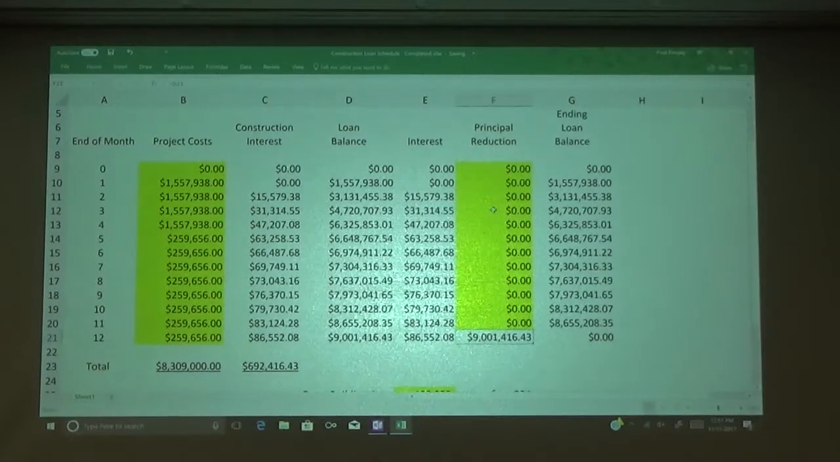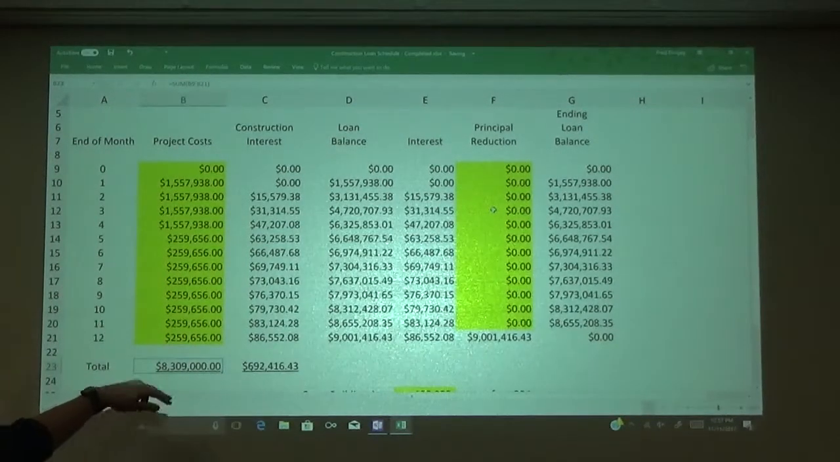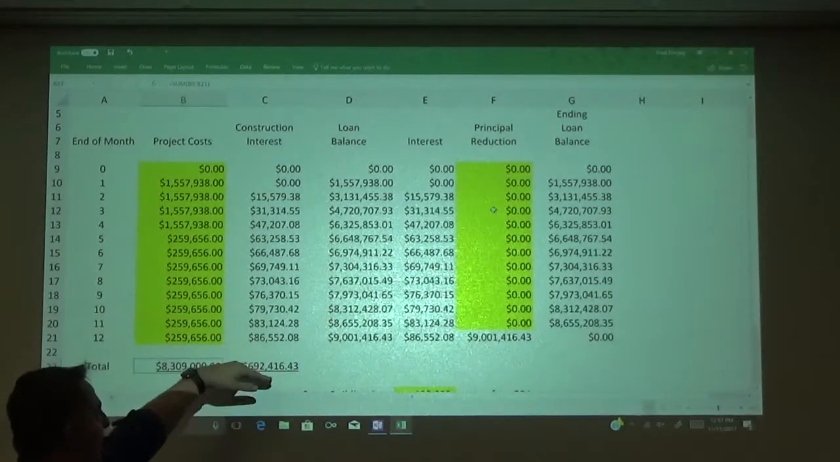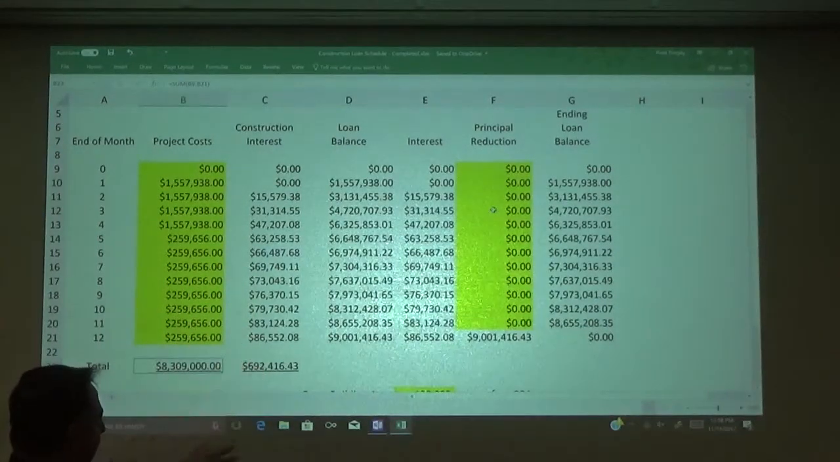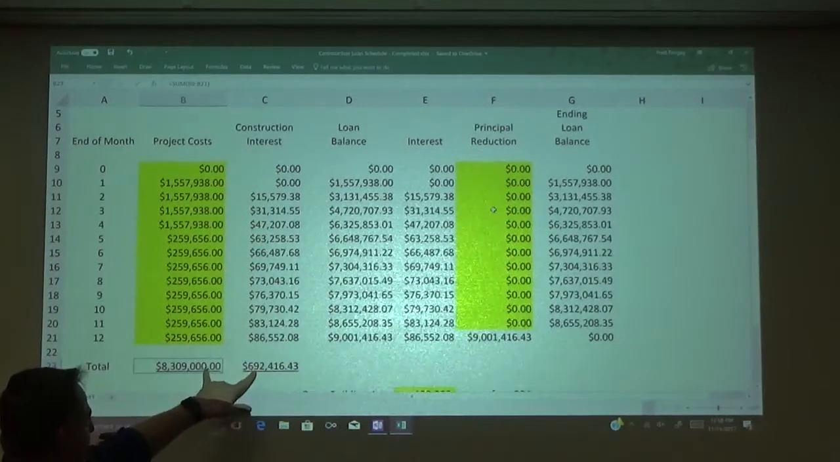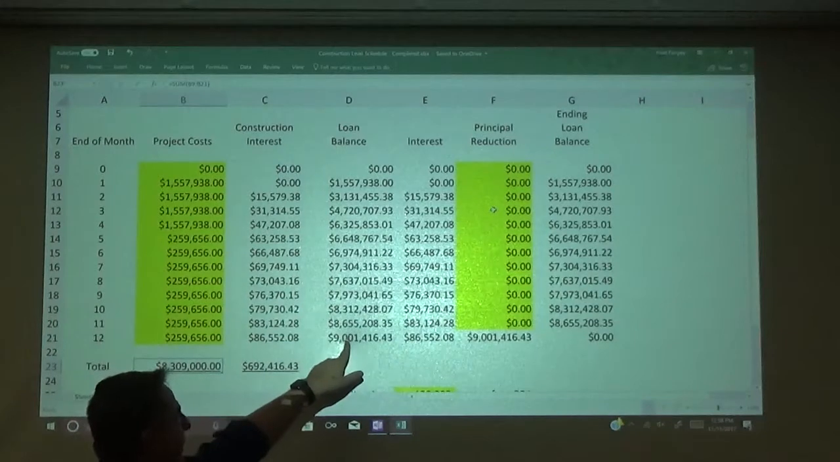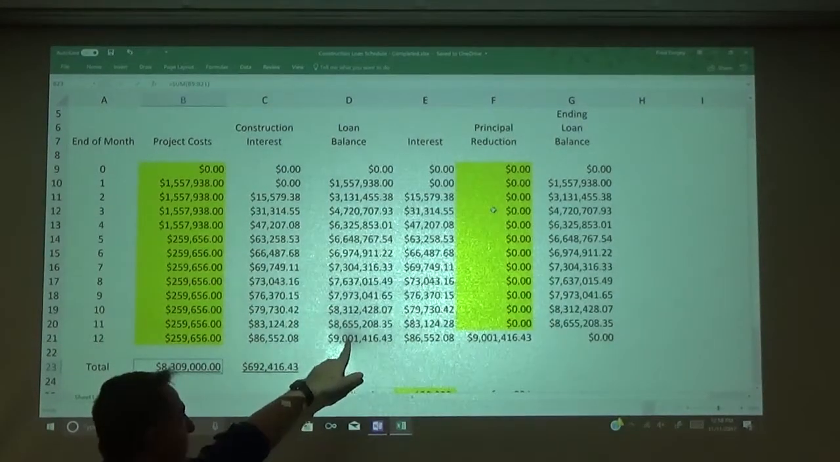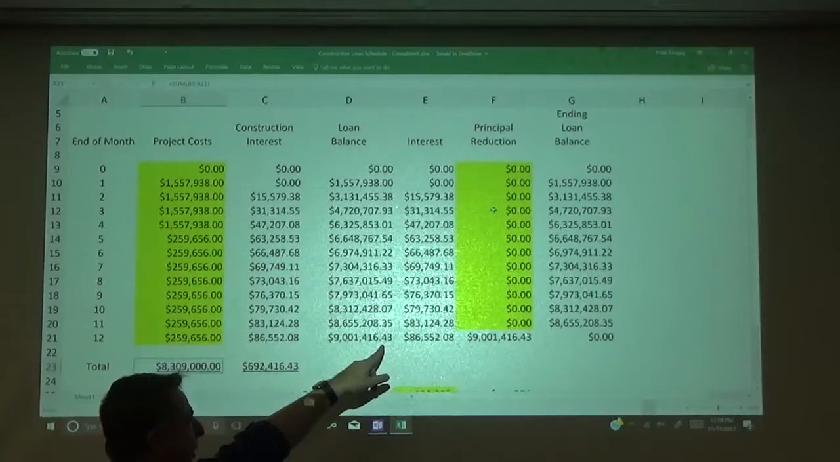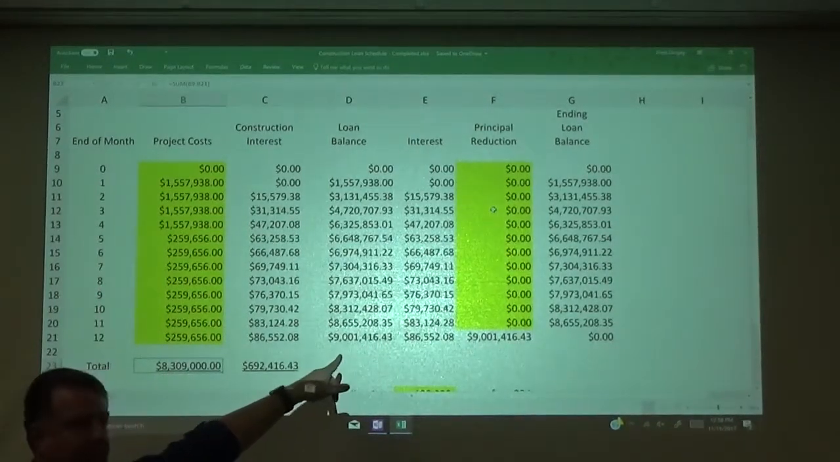Okay, so now once again, down here at the bottom, let's take a look at the numbers that are provided to us. Under the project cost column, this is simply a summation of all the project costs as we go across. The construction interest, same thing, all of those just added up. And those, obviously, are your two most important. However, if you add those two numbers together, you're going to get this loan balance number of 9,001,416.43. Does that make sense?